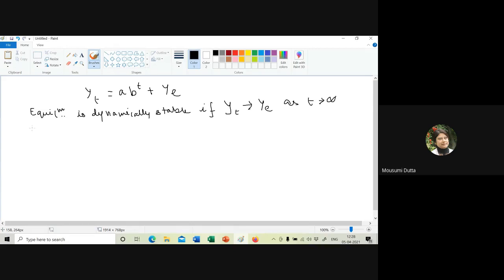Now, yt will move towards ye if and only if a b to the power t moves towards 0 as t tends to infinity. Is it acceptable? Ma'am, I did not understand this one. Now I understand. Okay, so the previous sentence is telling equilibrium will be dynamically stable, or it will be convergent towards equilibrium if yt tends to ye as t tends to infinity. Now, if I want yt to tend to ye, this is possible if and only if the first component a b to the power t moves towards 0 as t tends to infinity.